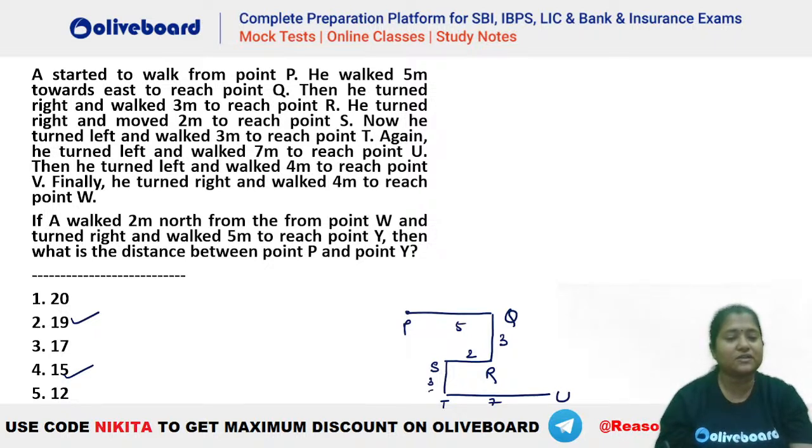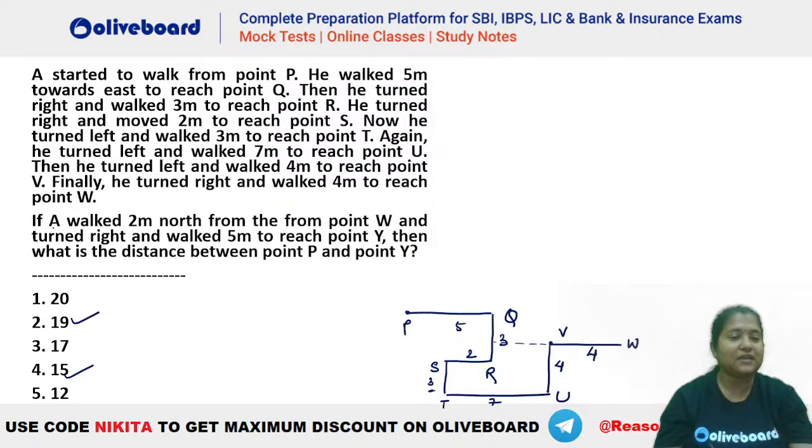Then he turned left and 4 meters to reach V. So 4 meters, you can see this is 3 and this was 3 here, right? So 4 meters would be something like this. Let's say this is your point V here. Okay, so this is 4 meters. So he has reached this point V. Finally, he turned right and walked 4 meters to reach W. So let's say this is your W and this is your 4 meters. Okay, so this is the diagram that we are getting.